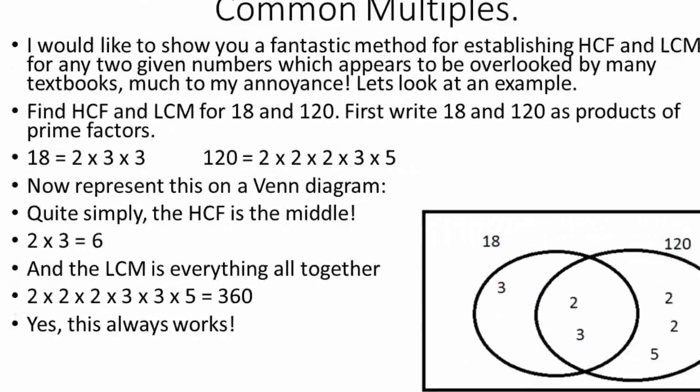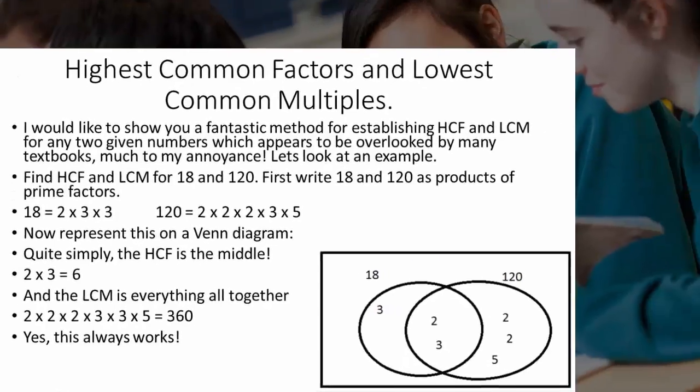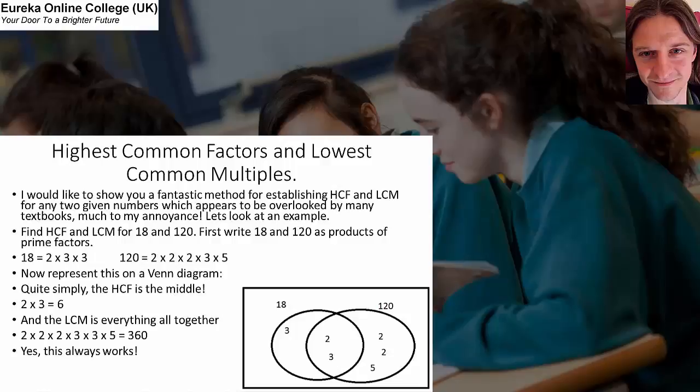And when I show that to my students, especially if they haven't seen it before, they always say, does that always work? And the answer is yes, that always works. So just encourage your students, if they've ever got to find HCF and LCM, write out the prime factor decomposition of the two numbers you're looking at, draw a quick Venn diagram, and the answer is obvious. Hope that's been useful for you.